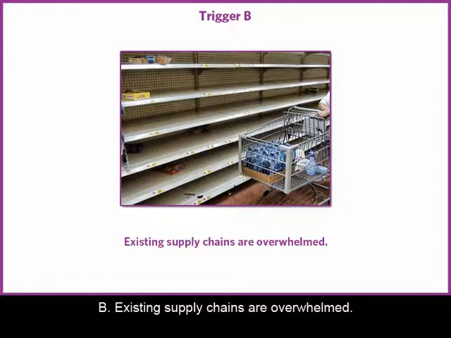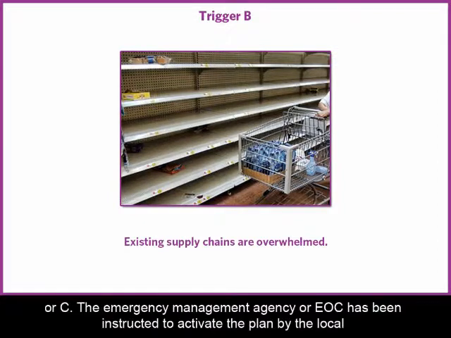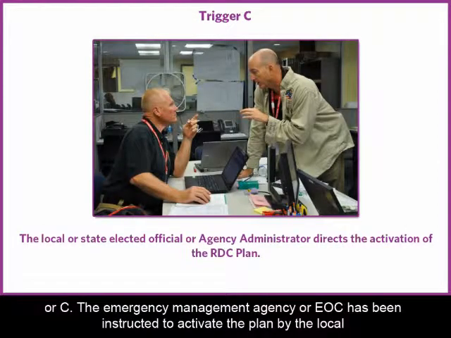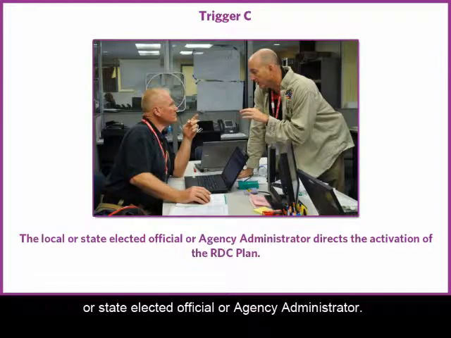B. Existing supply chains are overwhelmed. Or C. The emergency management agency, or EOC, has been instructed to activate the plan by the local or state elected official or agency administrator.